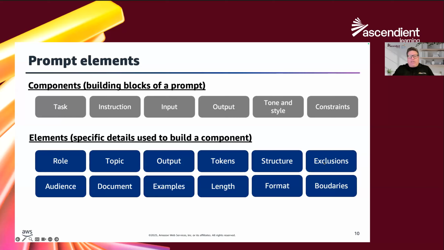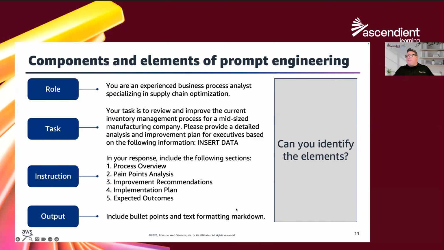Exclusions, things you don't want to see. That's kind of an interesting one. The audience, for like who you're talking to. Document, maybe you can tell it some external resources to use. The examples, that's for few shot prompting. The length, we could say in 2 sentences or however many words. The format, very specific. I think we're missing an N there in boundaries. But we can get a lot more specific.